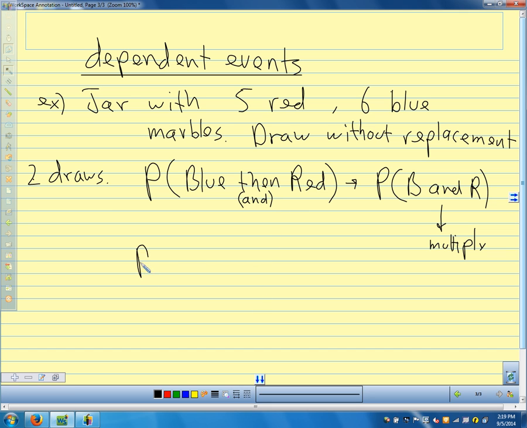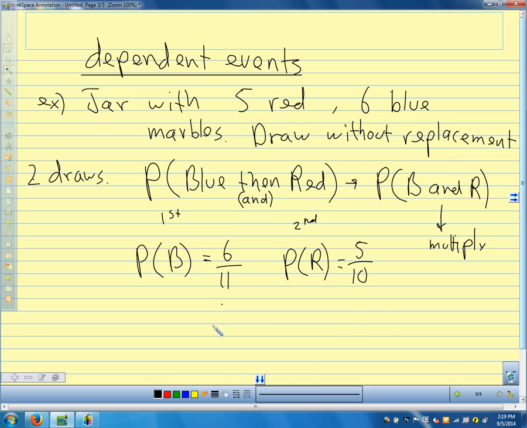All right, so what's the probability on our first pick? What's the probability of picking a blue? 6 out of 11. And then after we pick that blue, on our second pick, what's the probability of picking a red? 5 out of 10. Because I don't put that marble back, I have a total of 10. So that's why we call them dependent events. The probability of this one depends on the probability of that one.